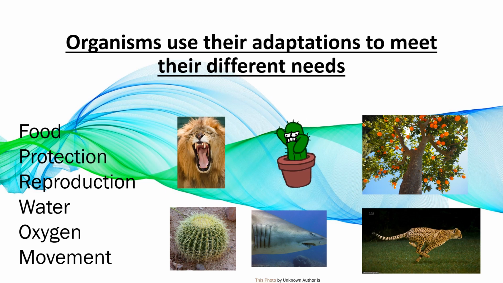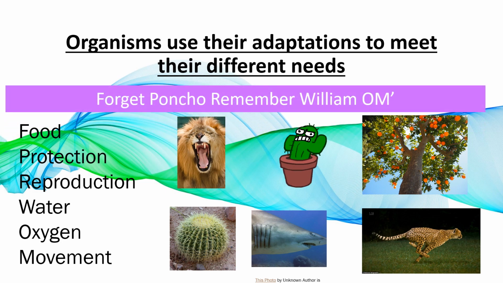Remember that organisms use their adaptations to meet their different needs. Their needs for food, protection, reproduction, water, oxygen, or movement. And in order for us to remember these needs, we say, forget Pancho, remember William O.M.